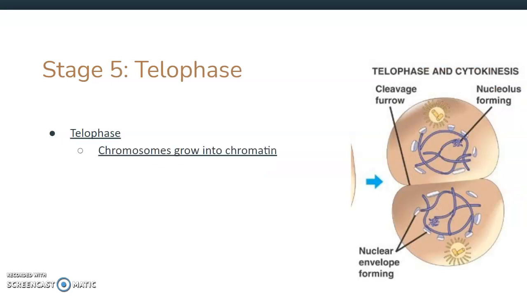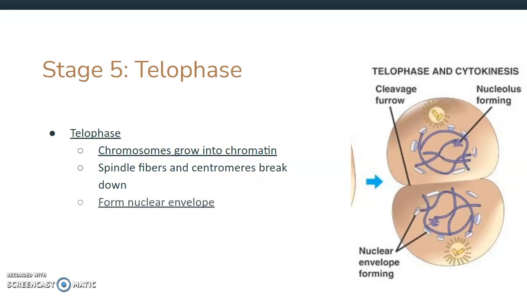The next stage is telophase. So this is when our chromosomes grow into chromatin. We were nice and condensed into chromosomes, and now we're going to go back to this big spaghetti mess. Our spindle fibers that are fishing line break down, and then we also form our nuclear envelope. So once we have our nuclear envelope, our chromosomes can grow big into our spaghetti mess of chromatin again.